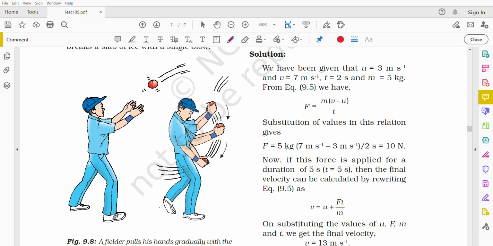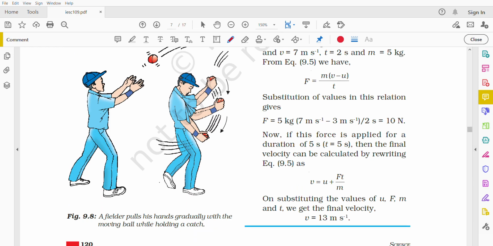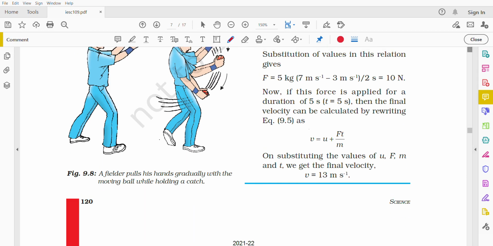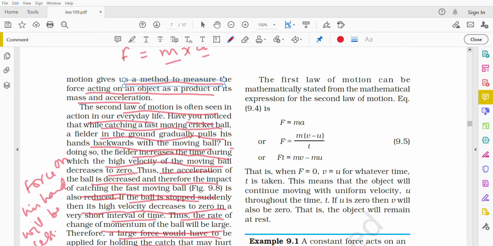So these are explained, the same examples. Now some things used to be studied here. The first law of motion can be mathematically stated from the mathematical expression for the second law of motion.